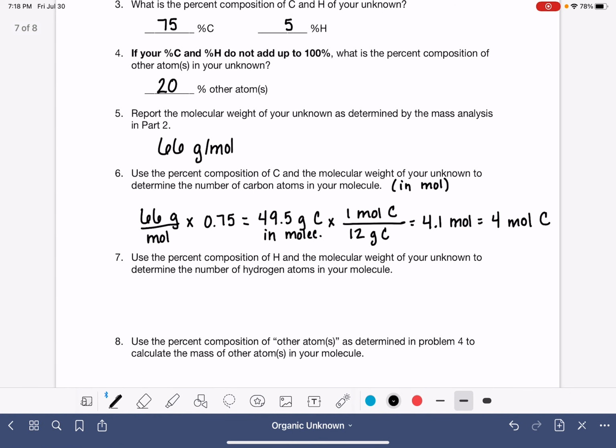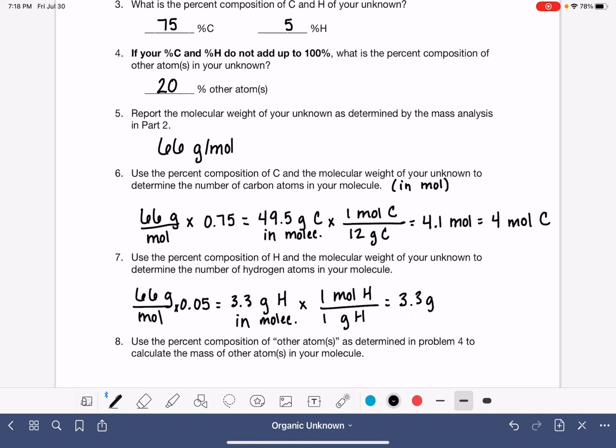Then you're going to do the exact same thing for hydrogen. We've got a molecule that is 66 grams per mole, and my data is telling me that 5% of that mass is hydrogen. So I'm going to multiply by 0.05, and that tells me that 3.3 grams of my molecule are coming from hydrogen atoms. And I'm going to convert that into moles of hydrogen. 1 mole of hydrogen is approximately 1 gram of hydrogen, which means that I have 3.3 grams or 3.3 moles of hydrogen. This is not great data, but I'm just going to round it down to 3.